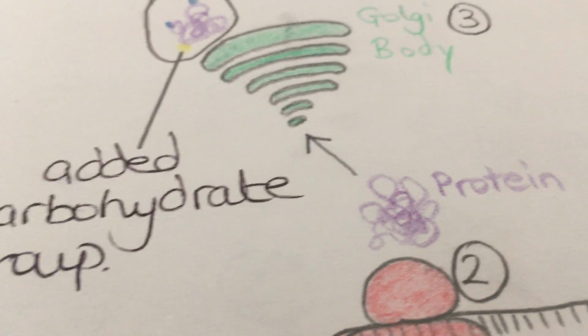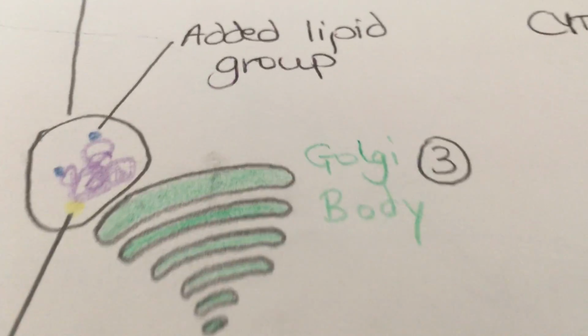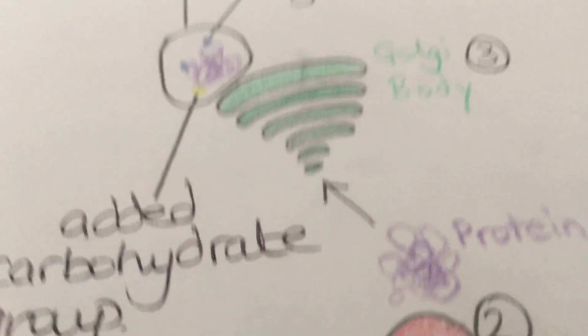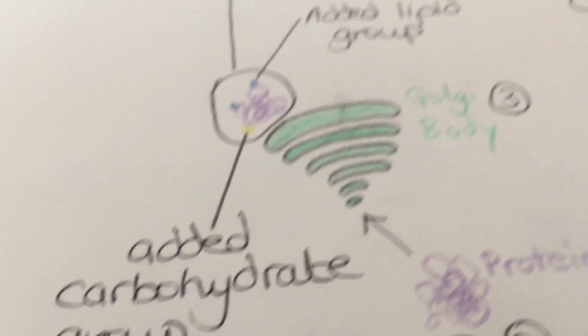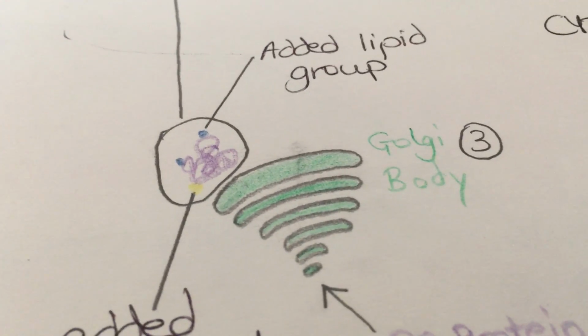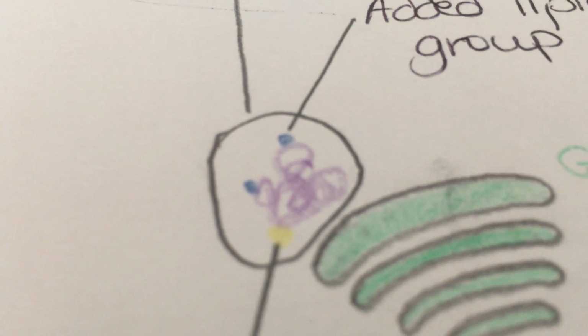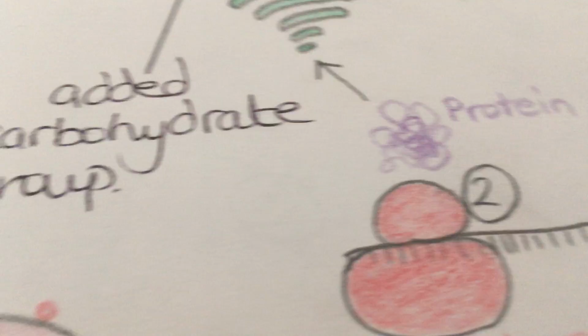So that protein is now going to move to the Golgi body or the Golgi apparatus. There it is. Doesn't matter which you call it. And here we're going to add something, for example, like a carbohydrate group, or indeed a lipid group, or both. And you can see here on this diagram, this particular protein has had a couple of blue lipid groups and a little yellow carbohydrate group added to it.